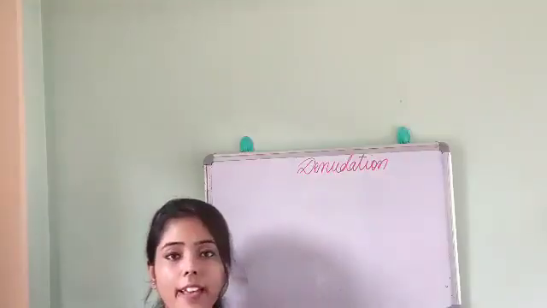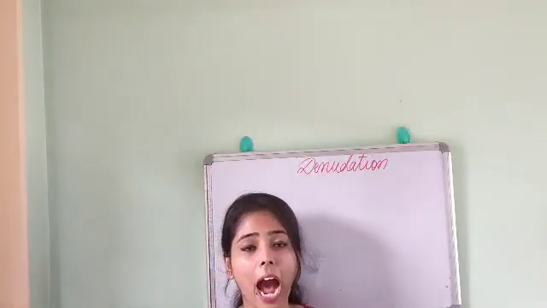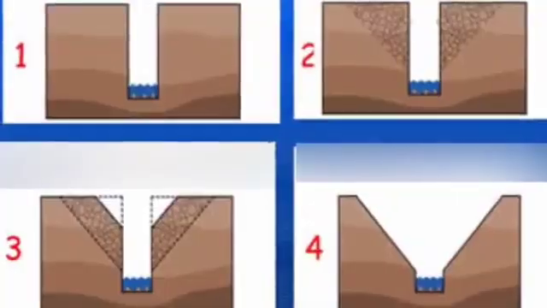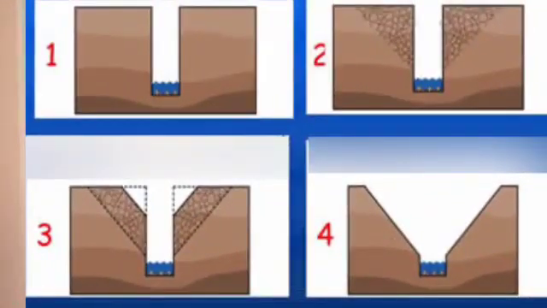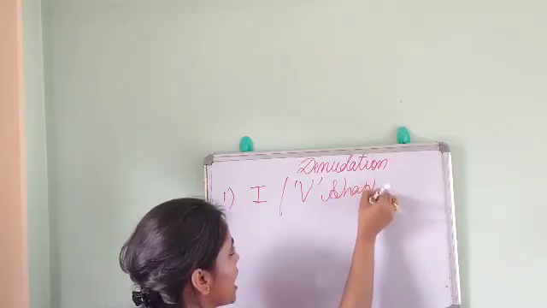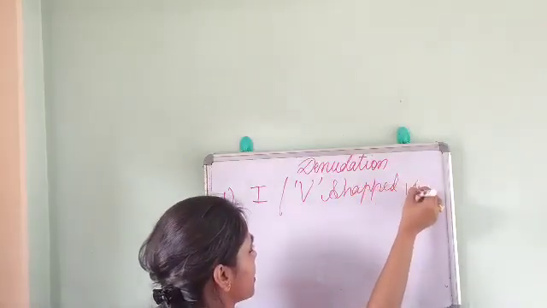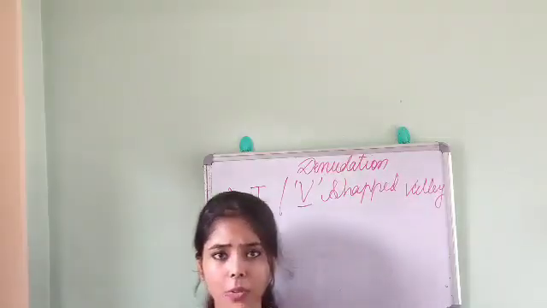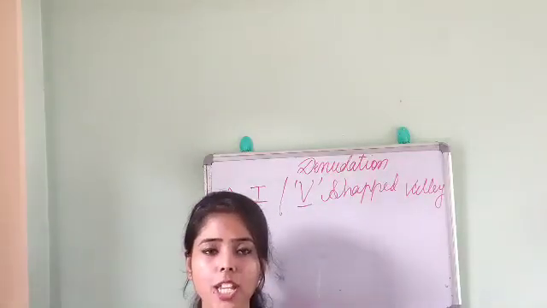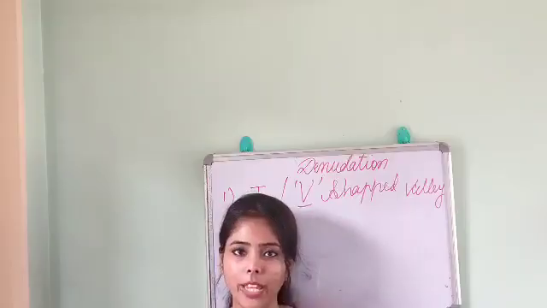So here number 1 is I-shaped valley and V-shaped valley. So what is this? Number 1, I and V-shaped valleys. Now by this we can understand that I and V are English letters. Okay. So here the valley shape will be either I or V.